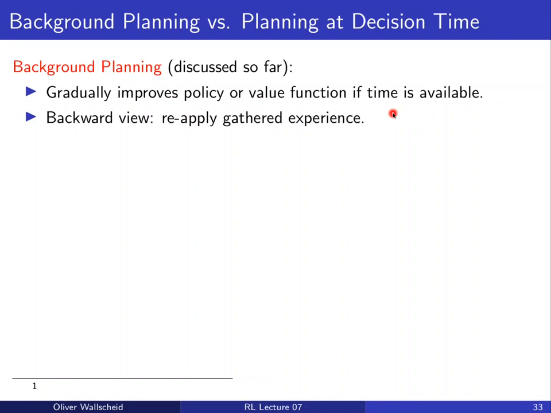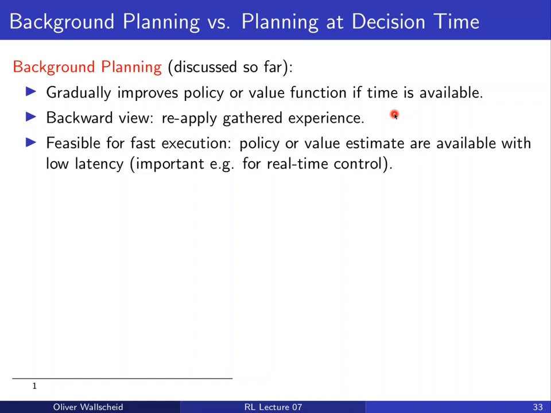And this background planning task is therefore also attached with a backward view, because we just reapply previous past experience all over again. It's also very much feasible for fast execution, because these updates are, as I said, done in the background. So there is always a specific policy or value estimate available, which we can execute. It may not be the optimal one, of course, because we are in the learning process. However, it is explicitly available and can be executed very fast. And therefore, we obtain a low latency response, which is very important, for example, for real-time control.